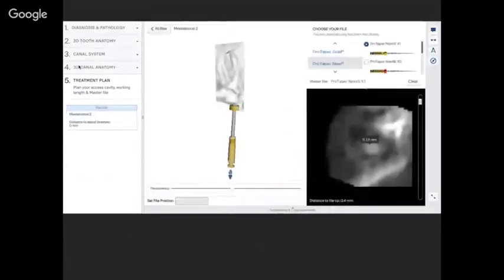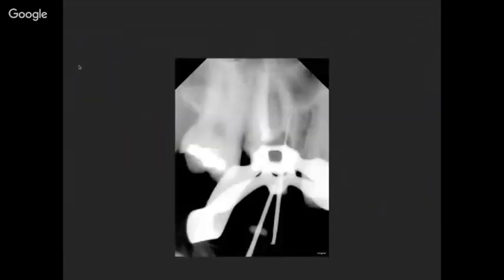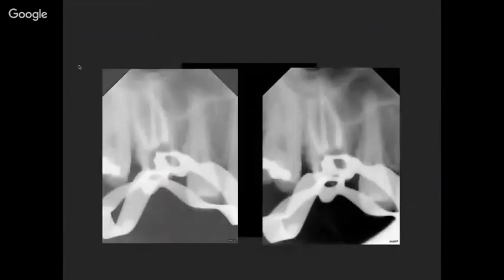As I said before, we can preview the final diameter, we can select the final instrument, the master apical file, and as you see here, this is the PA during the procedure with both canals where we had to retreat the MB1, we found the MB2, and this is the final X-ray with all the canals retreated almost perfectly well.